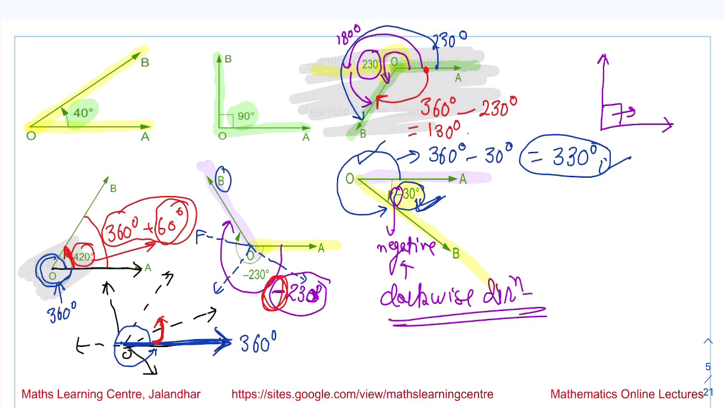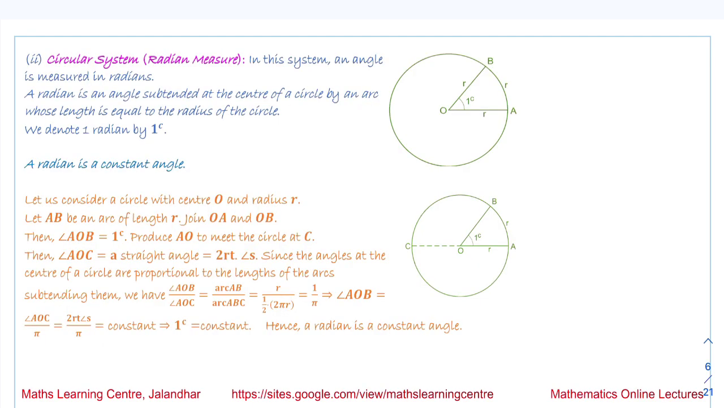The next system of measuring the angle is the circular system, or the radian measure we are talking about. In this system, suppose we have a circle, and from the center of this circle we draw an arc. Suppose this point O is given. This is the initial line OA, and the radius of the circle is R.